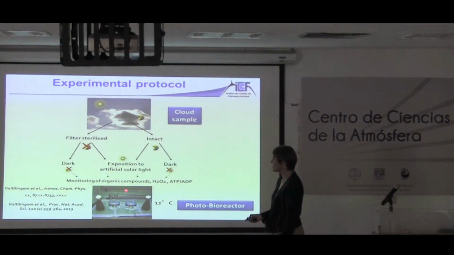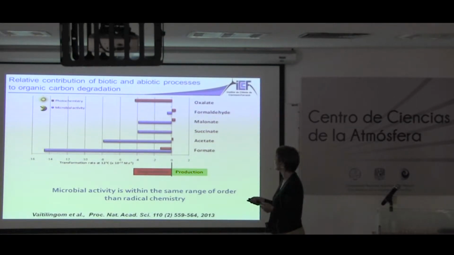So we use a photobioreactor where you can mimic the sun, which is the light in the cloud, and the temperature is fitted to one of the clouds we collected. And on the other hand, you have the intact cloud, so all the microbes are still present here. One is in the dark, so this will reveal the impact of the microbes specifically, while this one is exposed to solar light. So in that case, you have both the bacteria and the sun. And for that, we have monitored different organic acid compounds and also hydrogen peroxide. And the result, I'll just give you the result, is this one.